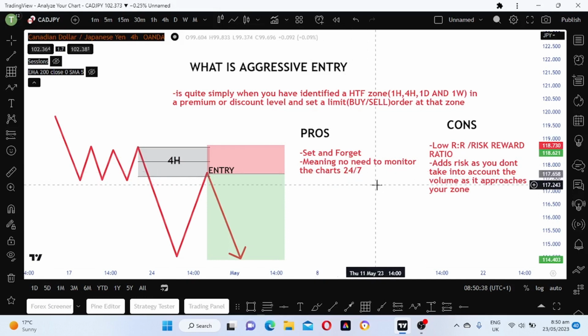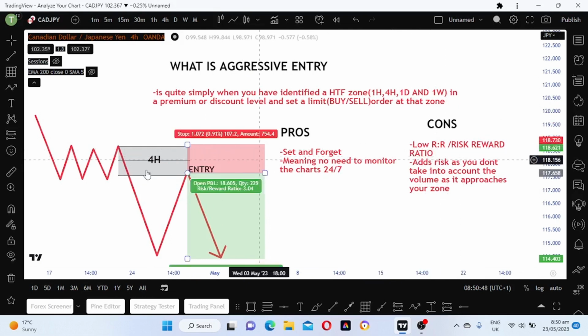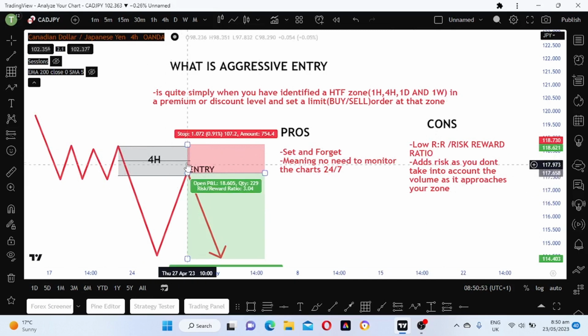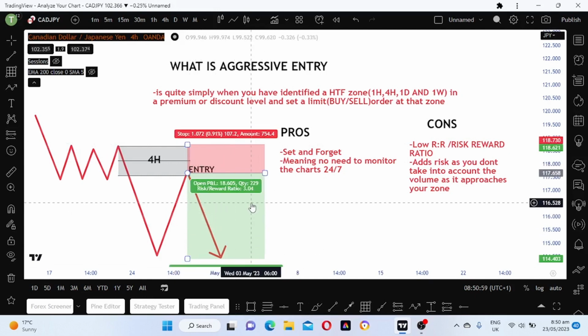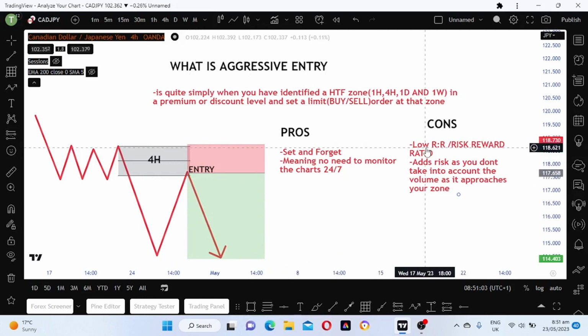Now, the bad thing, the cons of this aggressive entry, is a low risk reward ratio, guys. As you can see here, you have entered aggressively here, so the stop loss is too wide and the reward is too small. It's 1 to 3. So you will have a low risk reward ratio.